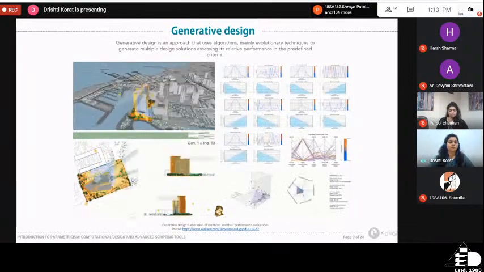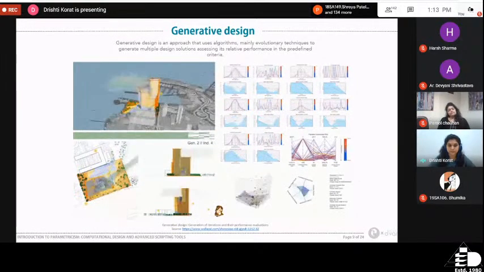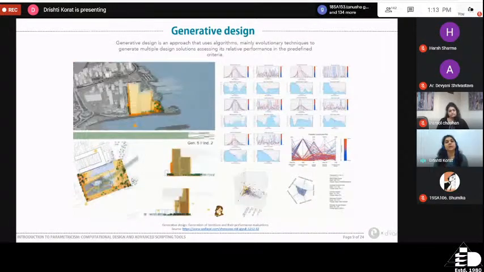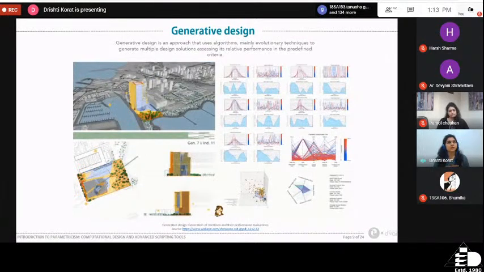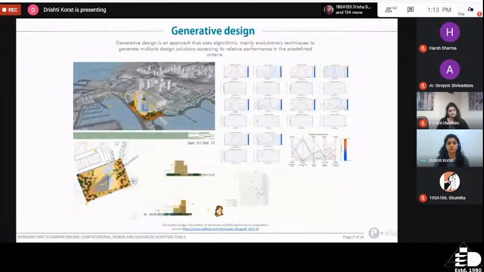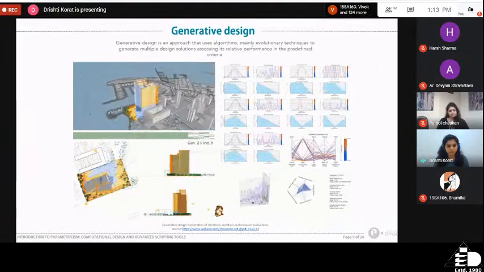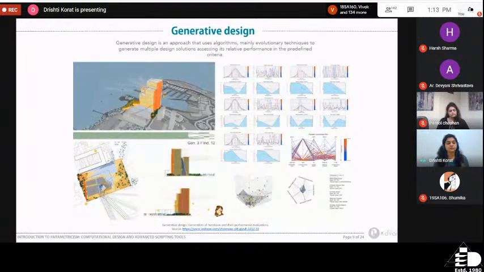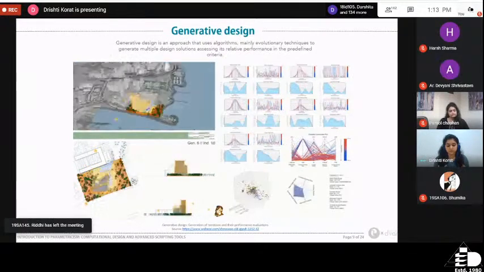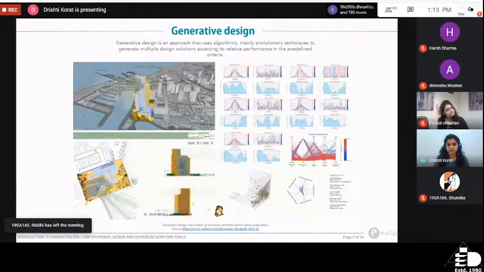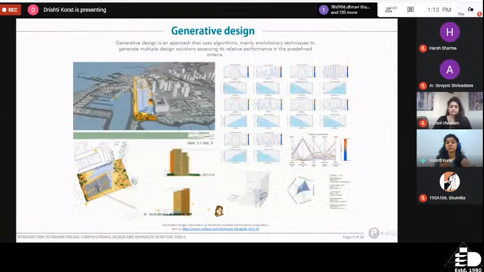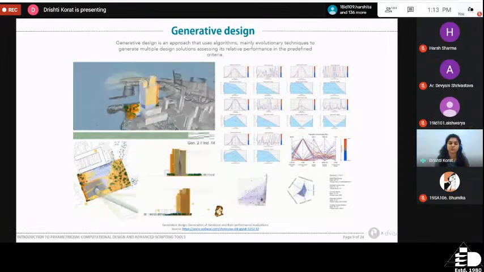And lastly, we have generative design. Generative design is where we really start tapping into the possibilities that computation can offer, really tapping into the power of technology, where they're using something like evolutionary techniques. Evolutionary techniques are basically what nature does. The methodology is in close relation to nature.